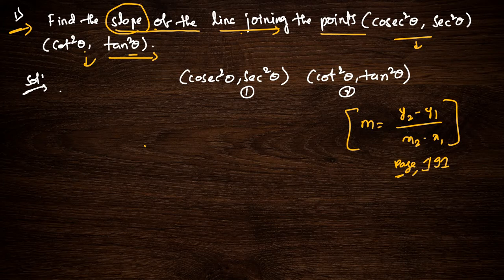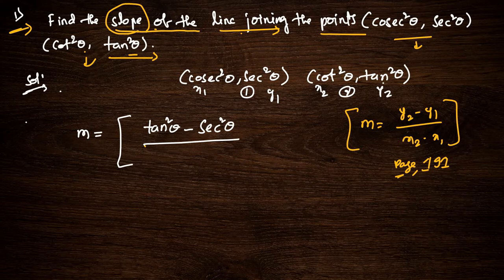The solution comes like this. m is equal to y2 minus y1, where this is x1, y1 and this is x2, y2. So y2 minus y1: what is y2 here? Tan square theta. So tan square theta minus y1, secant square theta, divided by x2 minus x1. So x2 is cot square theta minus cosecant square theta.